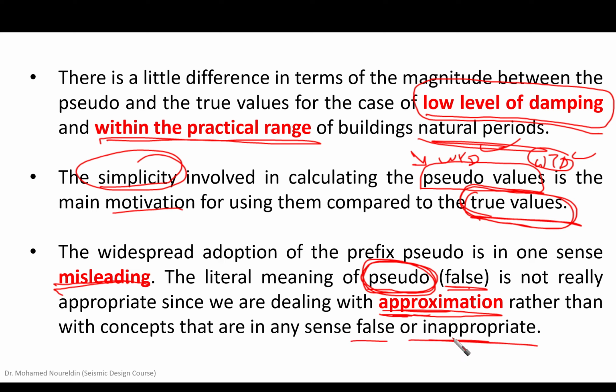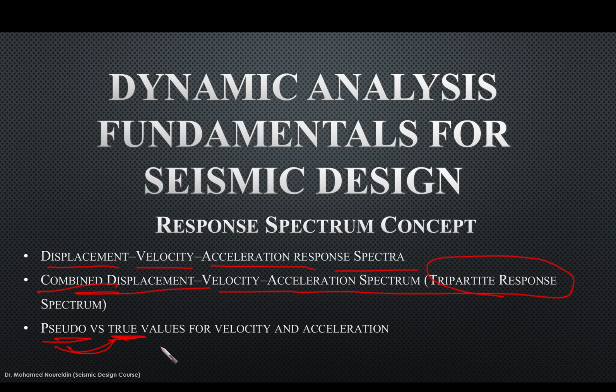Okay, I think that we are done with our class for today. So I'm going to recap shortly what I have explained. I've gone through the main topics for today, in which I explained in detail the displacement, velocity, and acceleration response spectra, and I explained the combined displacement, velocity, acceleration response spectrum. We call it the tripartite response spectra, and I gave an exposure to the meaning and the difference between the pseudo and true, why we use the pseudo over the true, and what the misunderstanding is regarding the word pseudo itself.